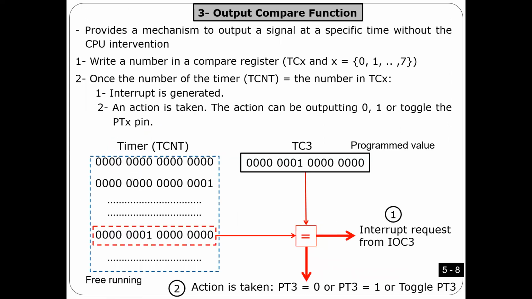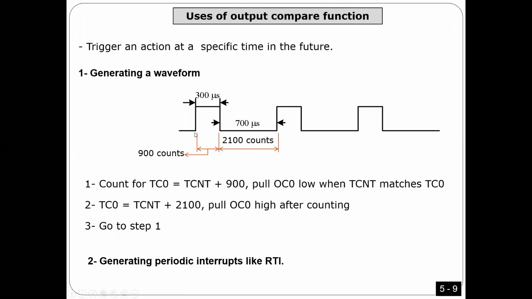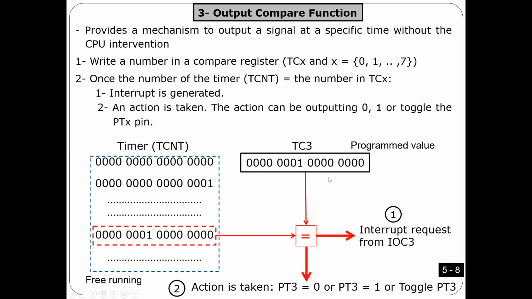For output compare, I told you, it is used if you want to generate a square wave signal like this one, and you are going to do it very efficiently. So how does it work? Look here. I'm going to put some value in the future. For example, if this is the value of the counter, I'm going to add a number of counts and put it here in TC3.